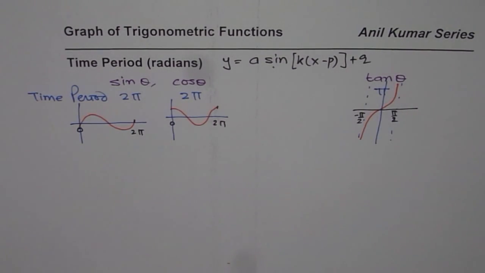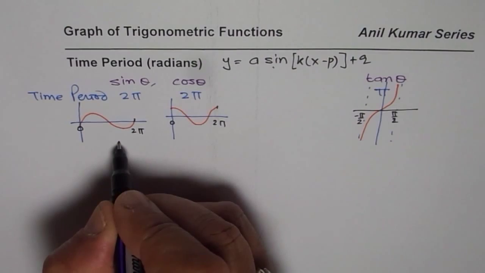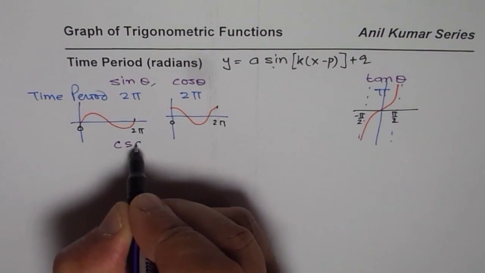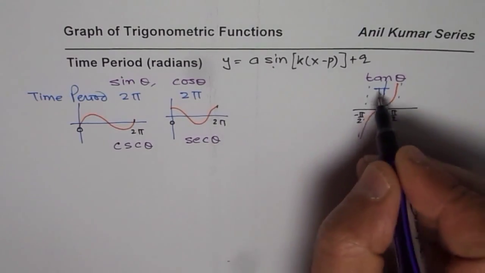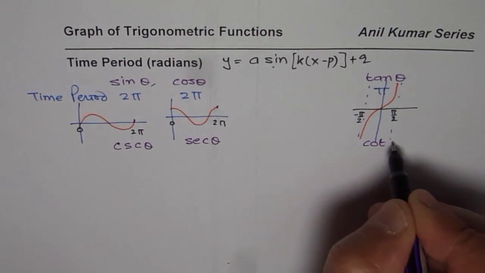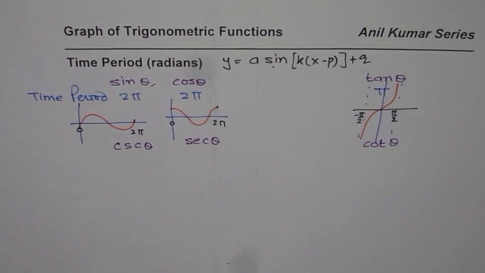Even if we are considering the reciprocal of these functions, the reciprocal of sine will be cosecant theta. For cos theta, it is going to be secant theta. For tan, it will be cotangent. But the time periods are going to be as mentioned here. So for the basic functions, that is what the time period is.